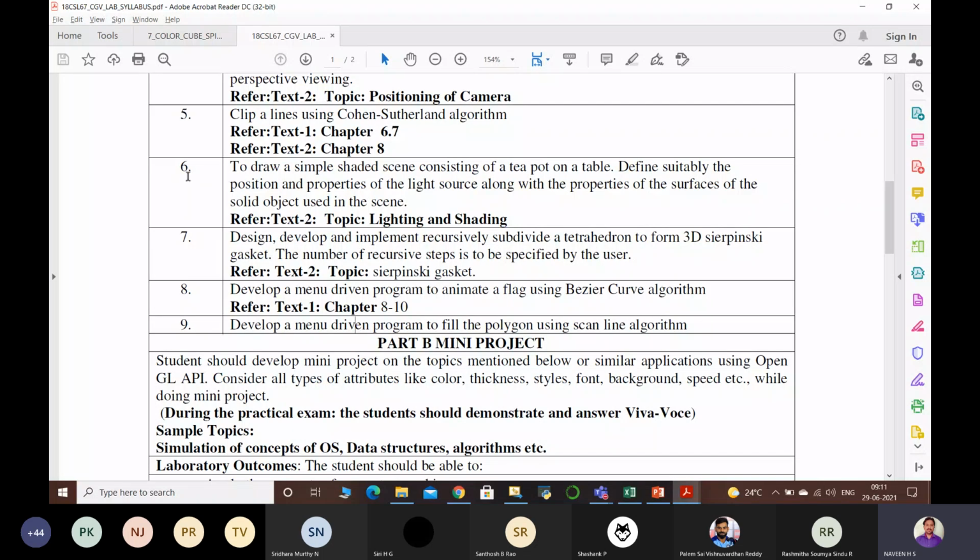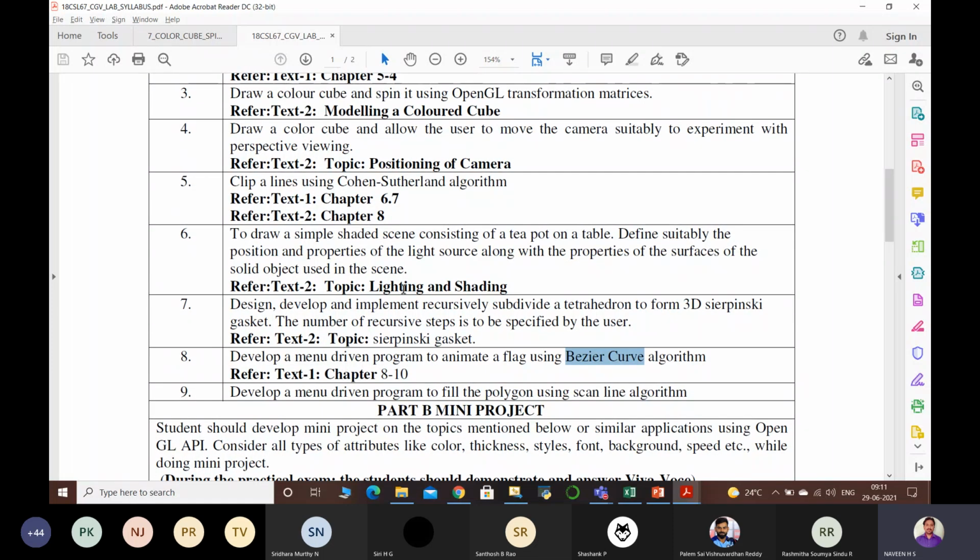Now left are 6th and 8th. One is the teapot and another one is the flag. So we have to construct the teapot and the Indian flag, using the Bezier curve algorithm. These two we'll discuss later. So now we have done almost 75% of your laboratory programs. That's why, as we are lagging in this, I thought of covering your laboratory also parallelly.